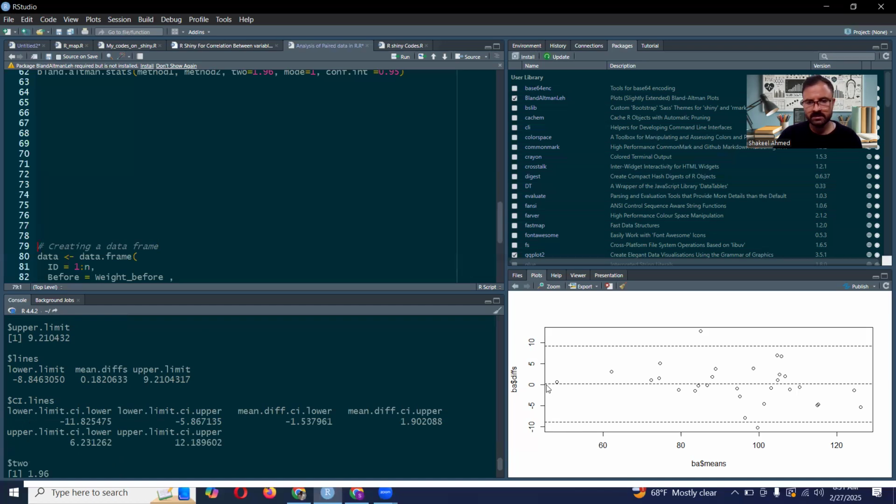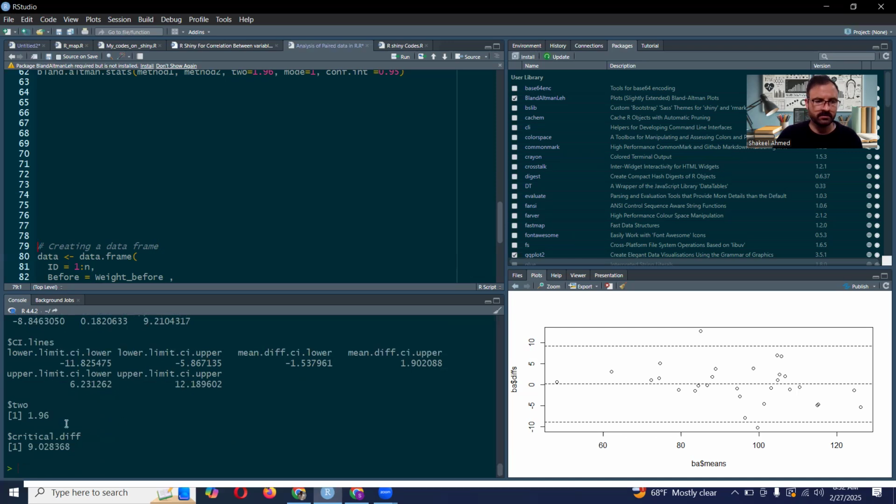The mean difference is just slightly higher than zero, and we have confidence intervals for these three values, for this value, for this value, for this value. These are the confidence intervals. We have already set the 2 sigma limit to 1.96, and the critical difference is 9.026. This is the critical difference from 0, from this value basically.